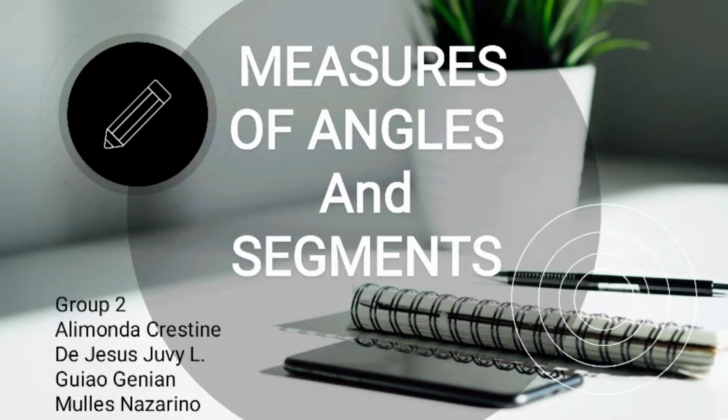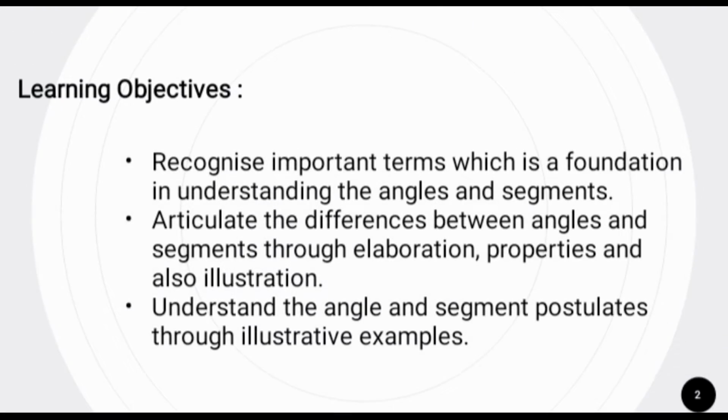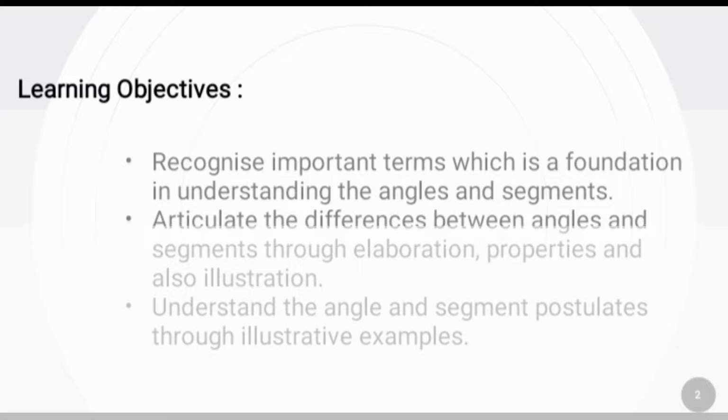Our topic is all about measures of angles and segments. The learning objectives of the topic are the following. First, recognize important terms, which is a foundation in understanding angles and segments. Second, articulate the difference between angles and segments through elaboration, properties, and also illustration. And lastly, understand the angle and segment postulates through illustration examples.